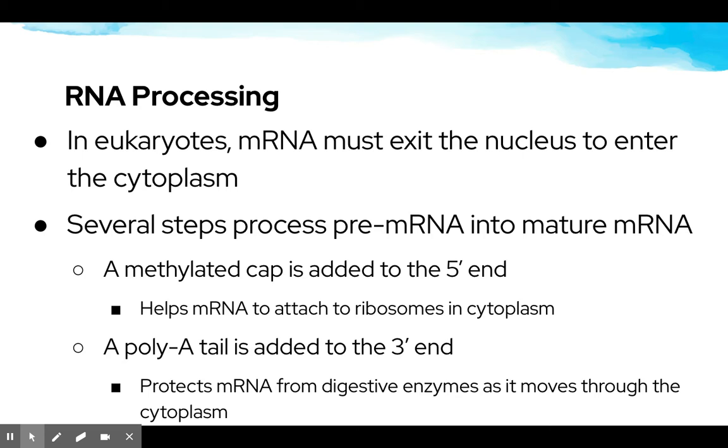The first thing that's done is there's a methylated cap. It's basically just some carbon structure added to the 5' end of the mRNA. And this is what's going to help the mRNA bind or attach to the ribosomes for translation. And then a poly A tail is added to the 3' end, and this tail protects this strand from any digestive enzymes in the cytoplasm.